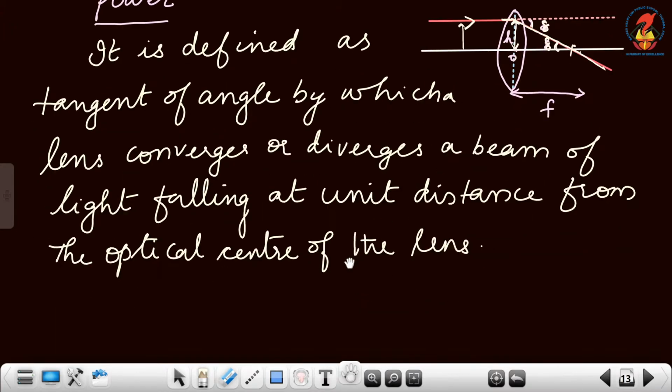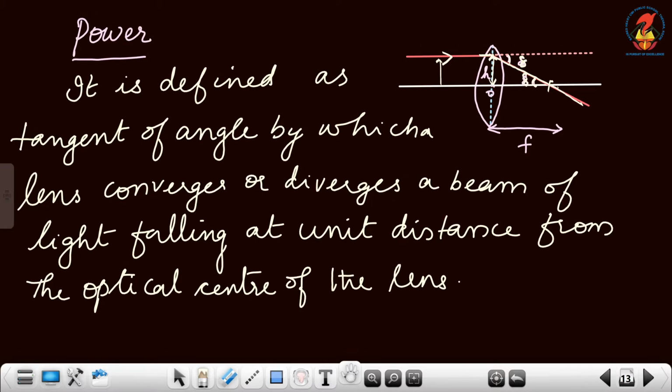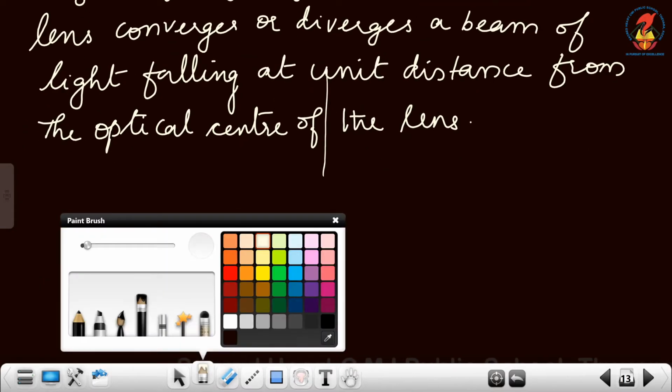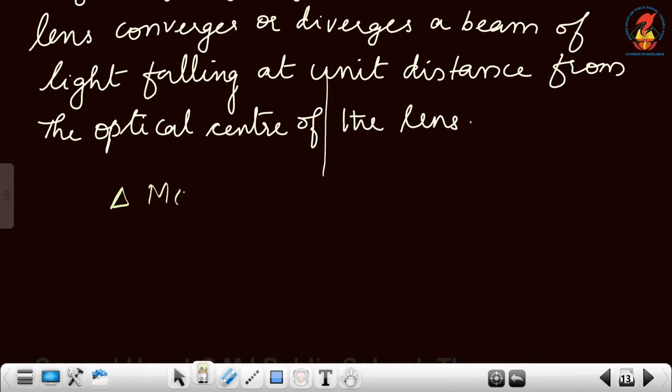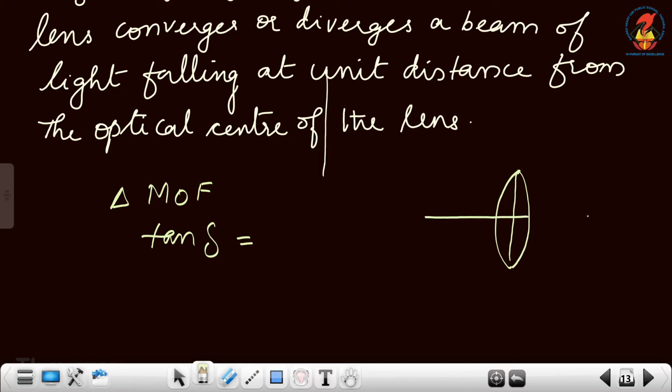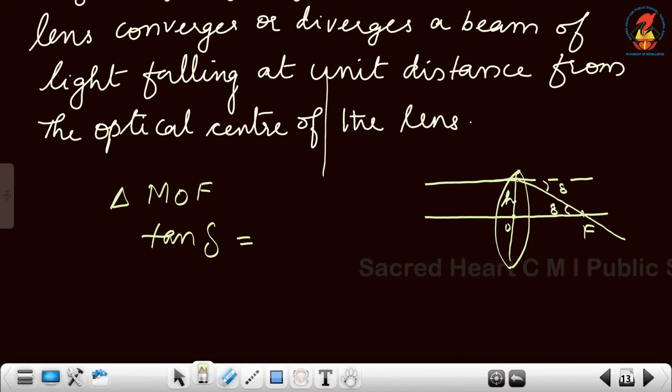We will call this point M and this point capital F. This is the lens, this is the optical center, and this is the ray of light undergoing refraction, passing through the focus. This angle is delta and also this angle is delta. This is h, and this point is M.